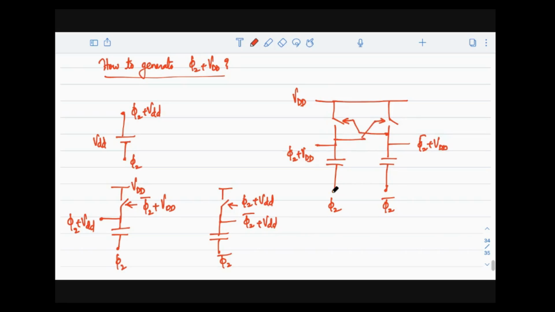So now to complete the switch, if I have phi 2 here, if I use an inverter, I'll get phi 2 bar here. And thereby, we are actually generating a voltage of phi 2 plus VDD. Is this clear?